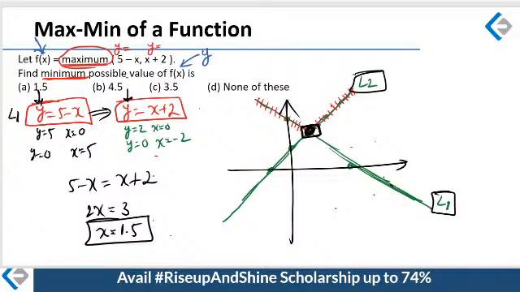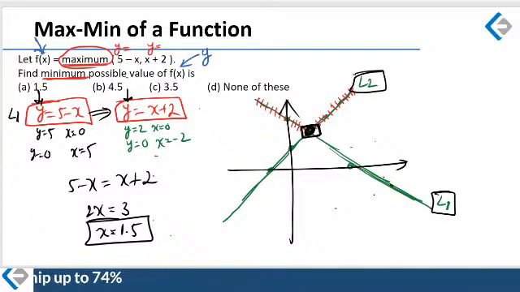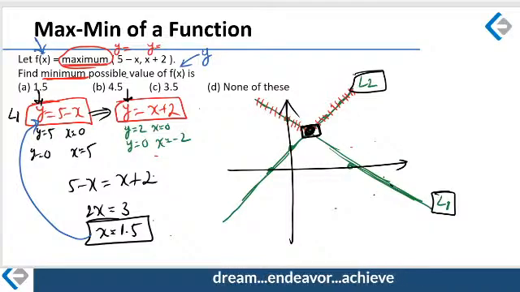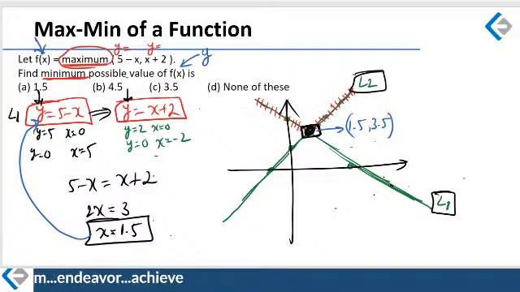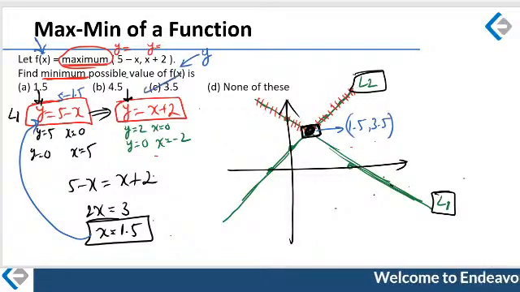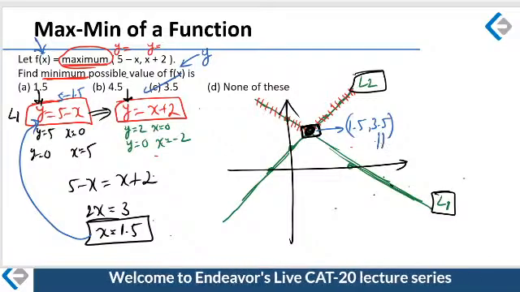F of x means what? Y. You should give the value of y. How should I give the value of y? Substitute in one of the equations. You may wonder which equation. It doesn't matter, because the x coordinate of the point is 1.5. Any equation you put it in, you will get the same y coordinate. What is the y coordinate? Put x is equal to 1.5 in this, you write 5 minus 1.5, which becomes 3.5. Now this is the value which is required.